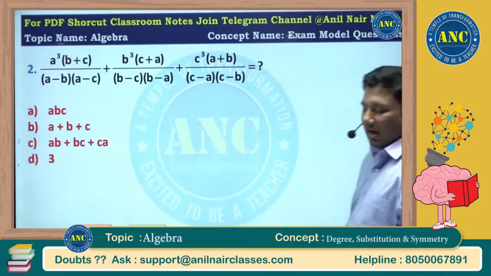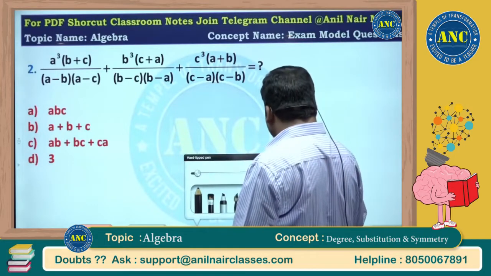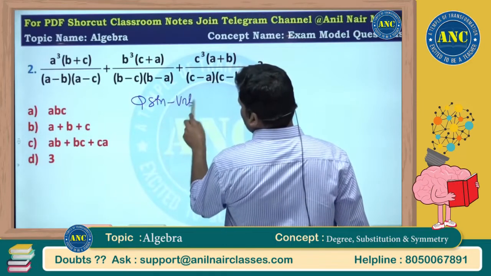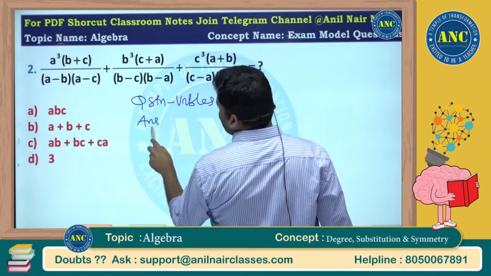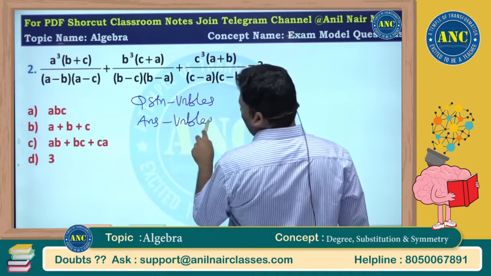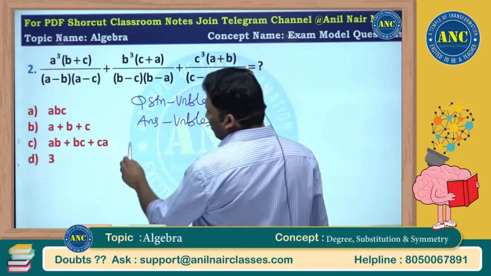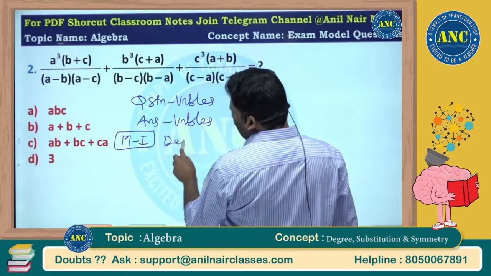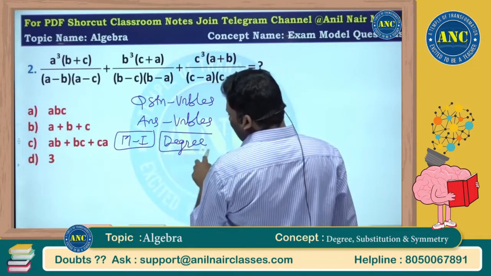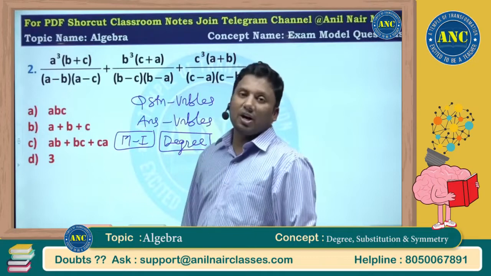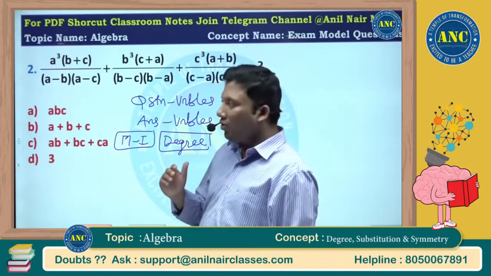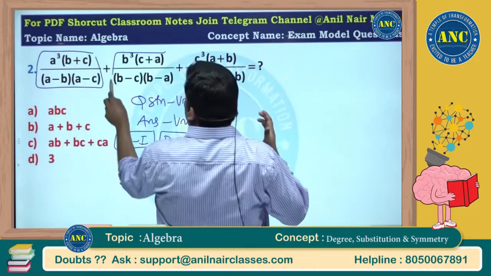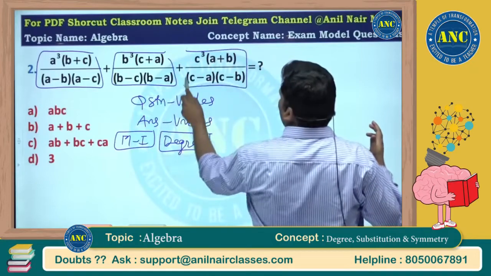Next one. Now see, again the question contains variables, and the answer also contains variables. What is the first method that needs to be used? Method 1 is the degree method. If the answer options have more than one option with the same degree, then we will go to the substitution method. There are 3 terms: one term before the operator, and one term after each operator.